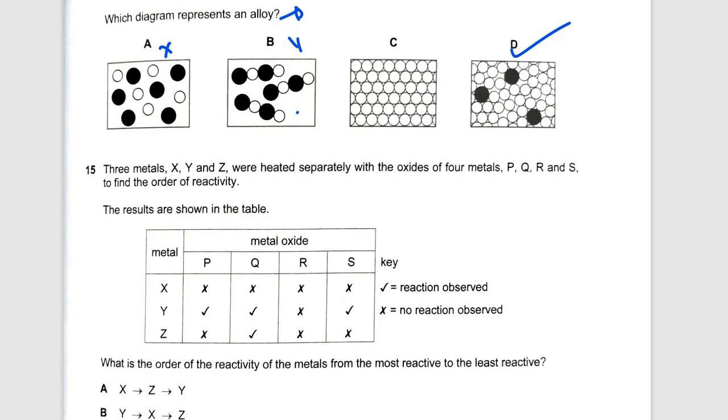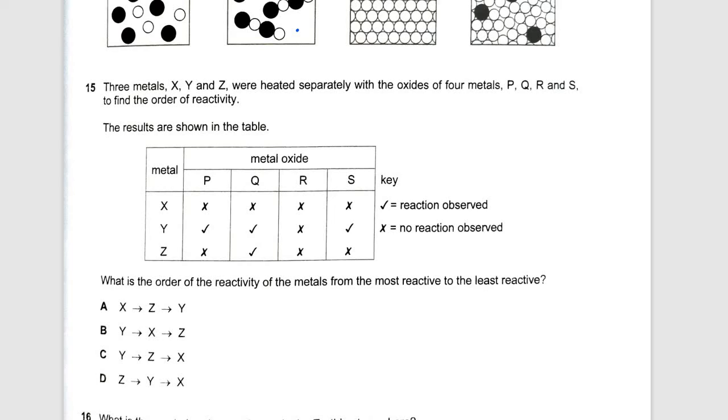Next, question number 15. The three metals X, Y, Z are heated separately with metal oxides, and we have to find the order of reactivity. Reaction observed, no reaction observed. So what is the order? Whenever you react, the most reactive metal always replaces the other metal. Let's see here, X, Y, Z: when you react X with the metal oxides P, Q, R, there is no reaction, no reaction, no reaction. So it is telling you that X is the least reactive metal because it does not show any reactivity with any of them.